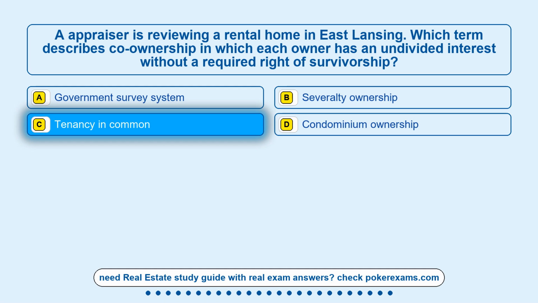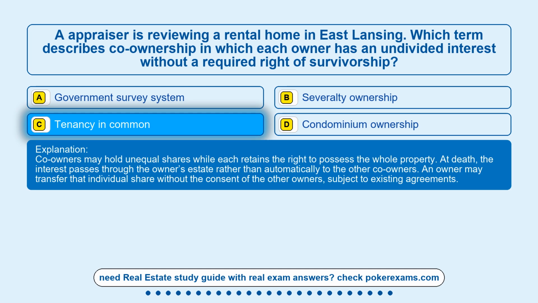Tenancy in common. Co-owners may hold unequal shares while each retains the right to possess the whole property. At death, the interest passes through the owner's estate rather than automatically to the other co-owners. An owner may transfer that individual share without the consent of the other owners, subject to existing agreements.